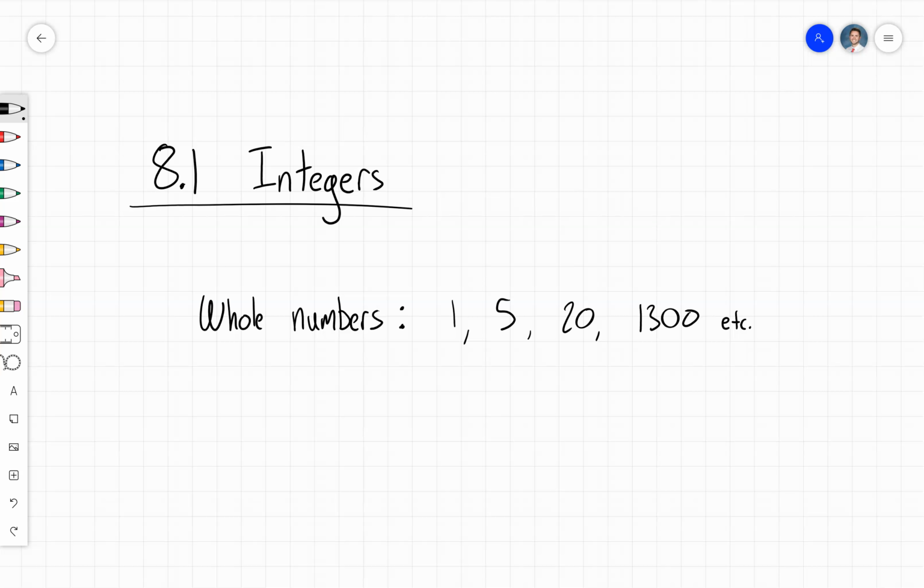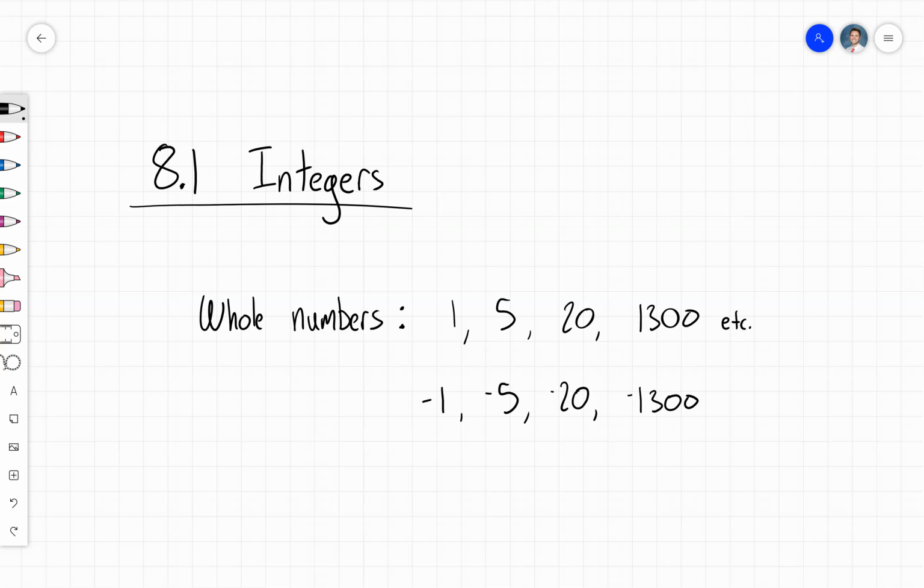So for example, the opposite of 1 or positive 1 would be negative 1. And the opposite of 5 would be negative 5. The opposite of 20 would be negative 20. The opposite of 1,300 would be negative 1,300. Every single whole number has an opposite negative whole number.